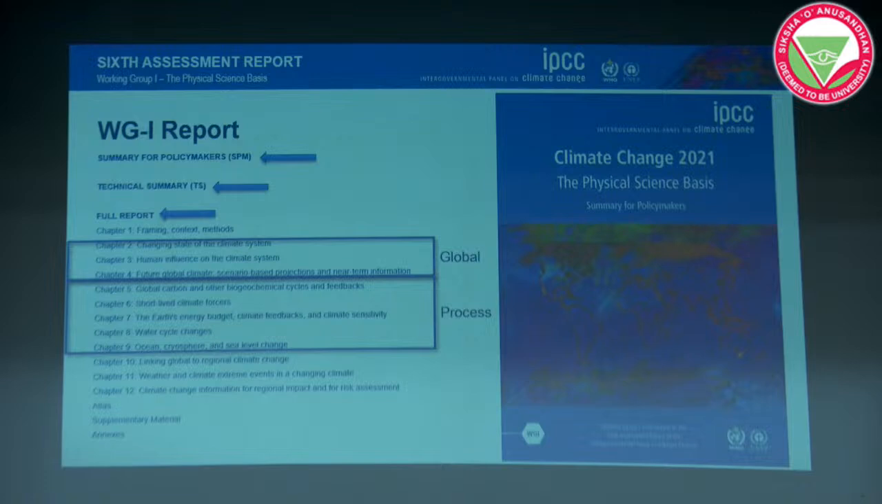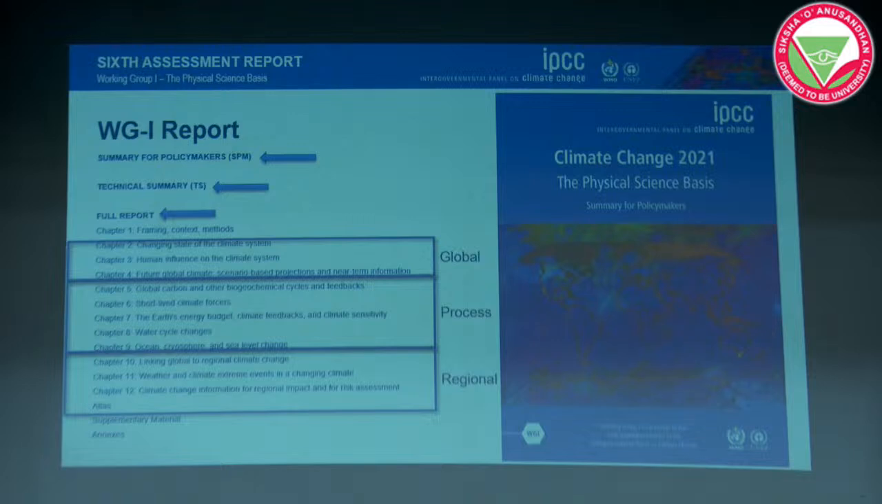Working Group 2 is on impacts and adaptation. And Working Group 3 is for the mitigation problem, how to mitigate the greenhouse gases and other forcing agents. And basically, I was involved in chapter 7 on the water cycle changes.